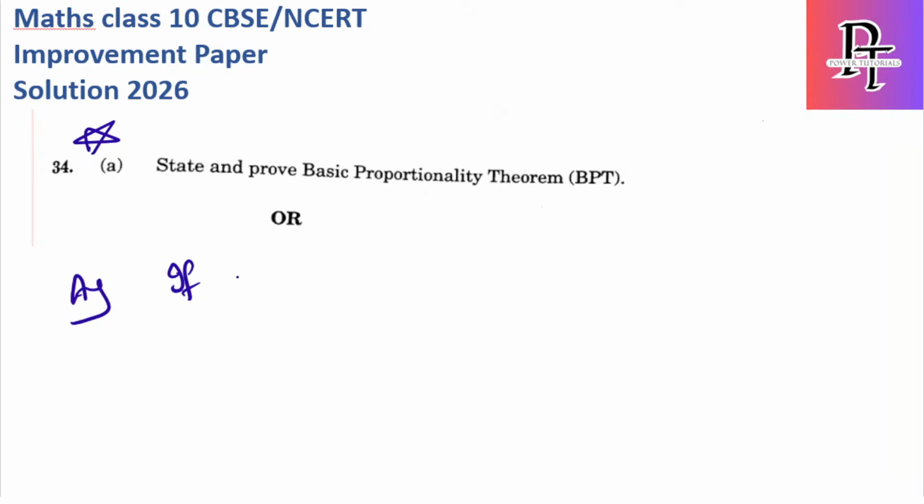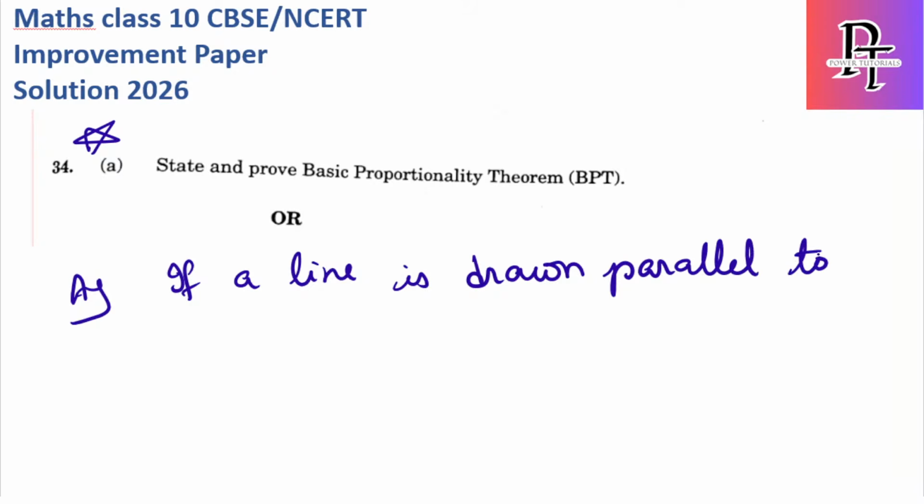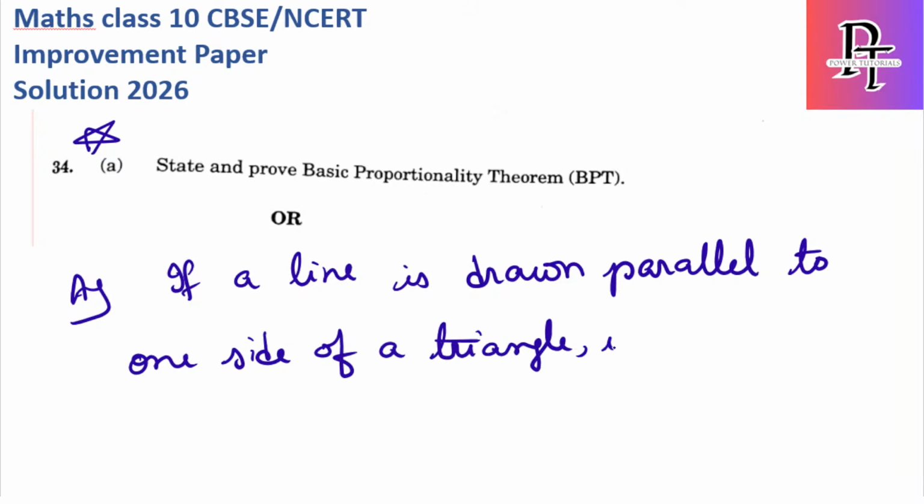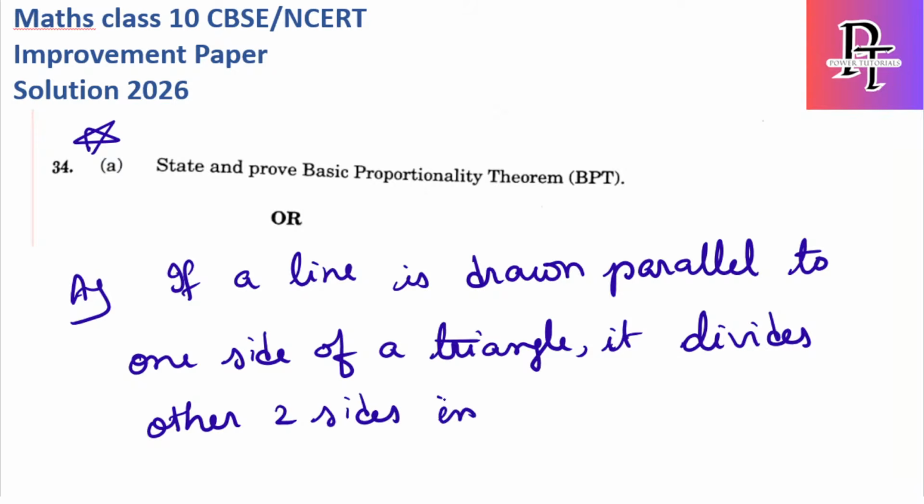If a line is drawn parallel to one side of a triangle, it divides the other two sides in the same ratio. So for this you should also write the triangle.